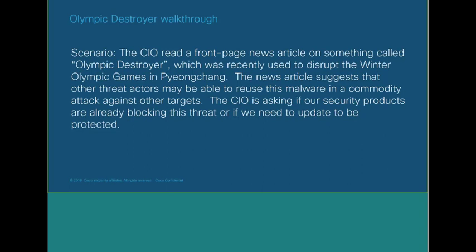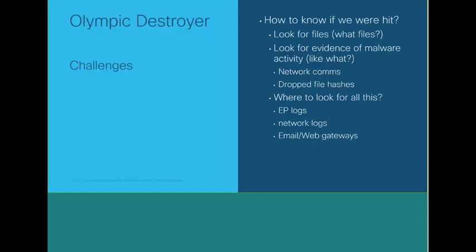And so you need to find out some things really quickly. You need to be able to find out if we were hit. So how are you going to find out if we were hit? Well, you can look for files. But what files are you going to look for? You can look for evidence of the malware's activity. What evidence are you going to even look for? Maybe network communications, maybe dropped file hashes. Where are you going to look for this information? You have to know. Okay, so you can go to your endpoint logs, you can go to your network logs, you can go to your email and web gateways to see if that hash has traversed those points.